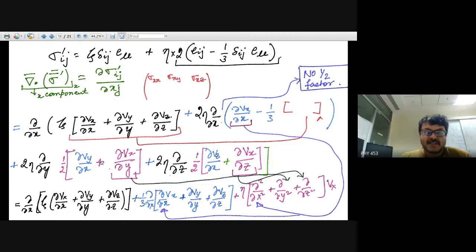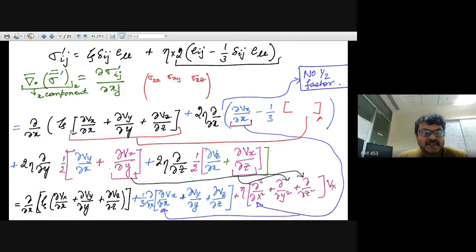This is taking derivative of sigma. So 2 eta, if you put in, it's sigma xy. And this is taking derivative with respect to z, sigma xz, right? Because del v x, del z, del v z, del x. And of course, it comes with a half, and you have a 2 eta here. So basically, when you take the divergence and you take the x component only, this is what you get, right? This is the x component of it, and this can be simplified.